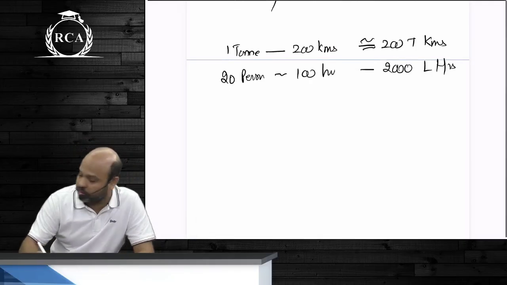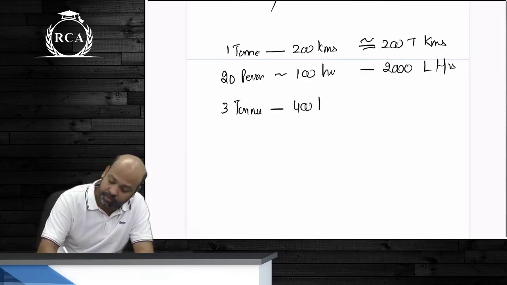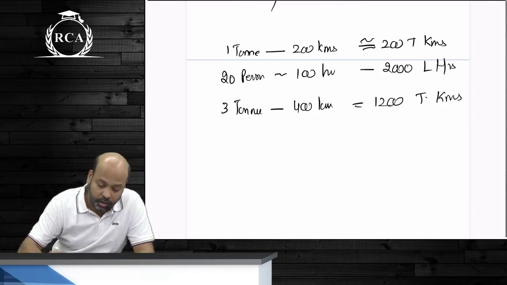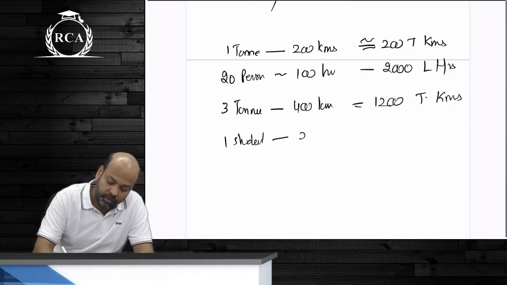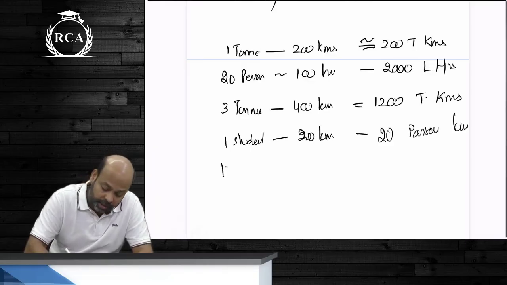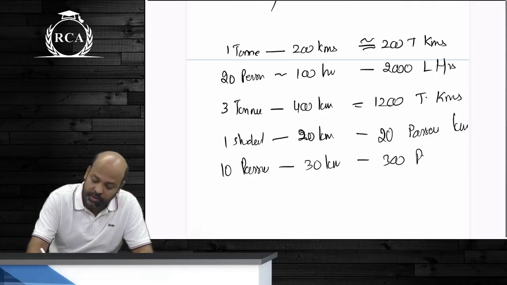समझ में आ रहा है नहीं आ रहा है? If you're carrying 3 tons, guys, for a distance of 400 kilometers, that will be 1200 ton kilometers. Is that clear? One student traveling in metro, beta, for a distance of 20 kilometers, it will be 20 passenger kilometers. All right. What if there are 10 passengers, guys, traveling for a distance of 30 kilometers? 300 passenger kilometers.